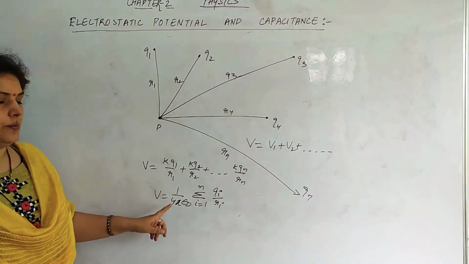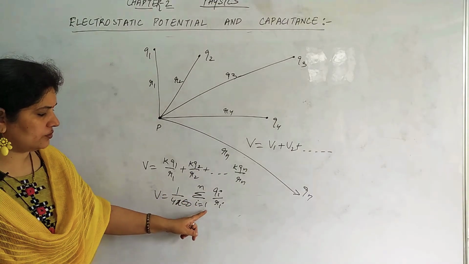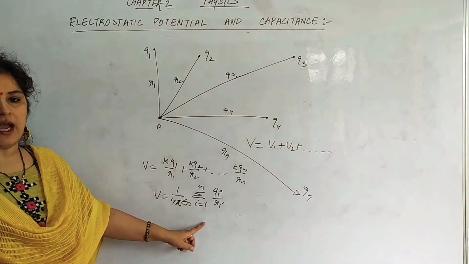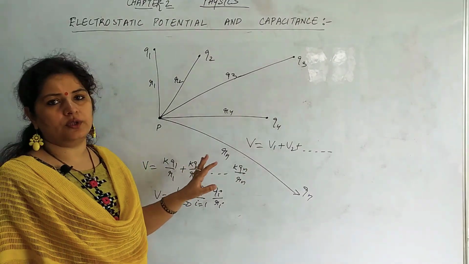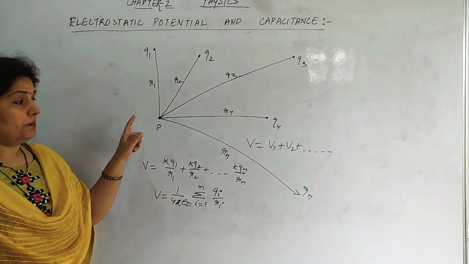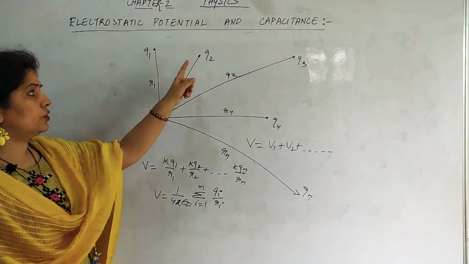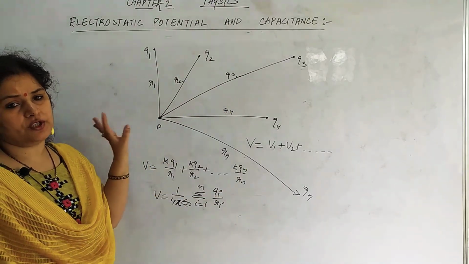So how to find the net potential? 1 upon 4 pi epsilon naught summation of all i equals 1 up to n, Qi by Ri. So that is how we apply the superposition principle and find out the net potential at a particular point. Point P पे Q1 की वजह से, Q2 की वजह से, Q3 की वजह से and so on, how much will be the potential, right?